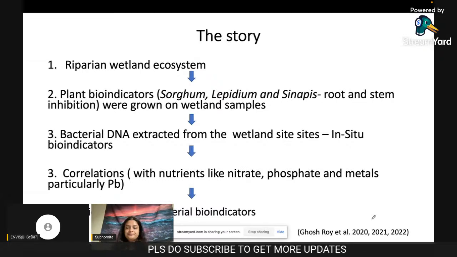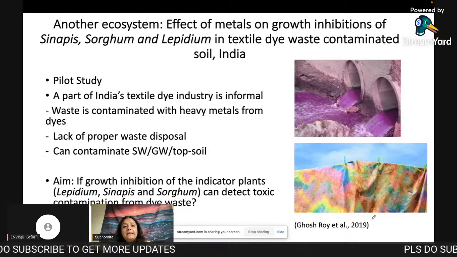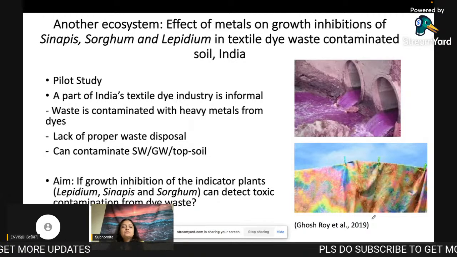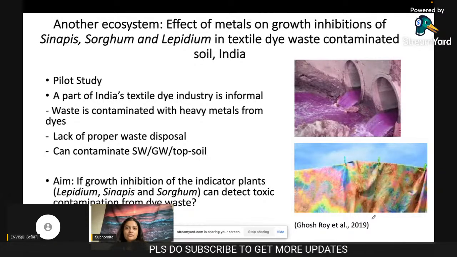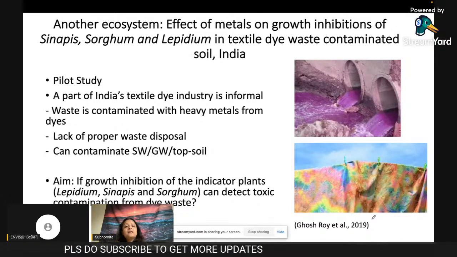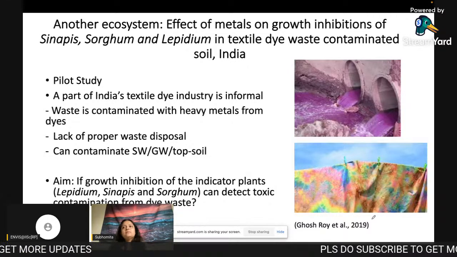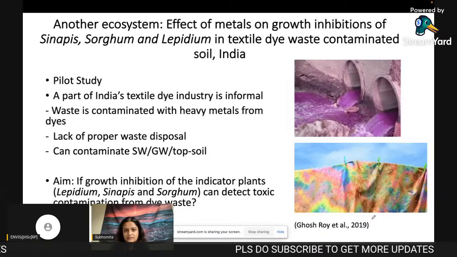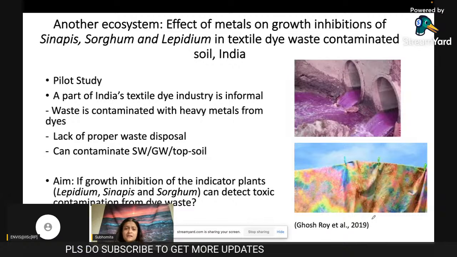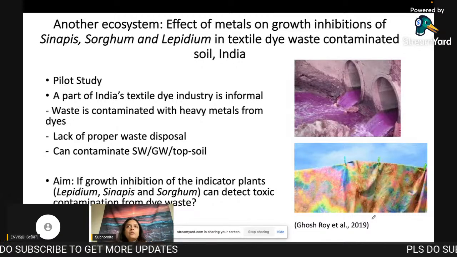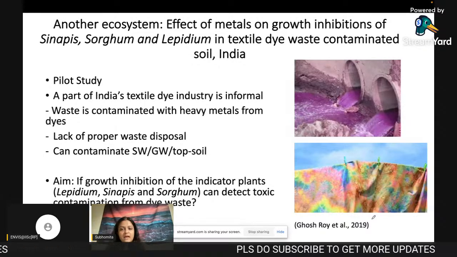The next study that I'm going to talk about was done in India in 2019, and this was very much a pilot study. The goal of this study was again to assess risk, but in a different ecosystem. It was a soil ecosystem, and it was being contaminated by human-caused reasons. For example, part of India's textile dye industry is informal, and they just dump their waste directly into these soil ecosystems.